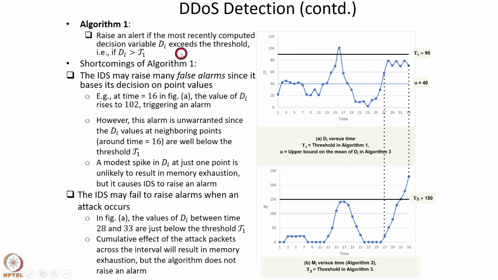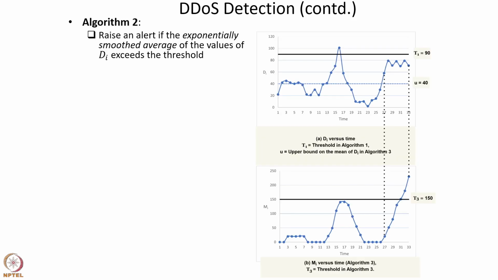So thus this algorithm 1 suffers from false positives, like at time 16, as well as false negatives, such as between times 28 and 33. So hence we need improved algorithms. Another algorithm is this. We don't consider point values of di, but we average out the values of di. So algorithm 2 raises an alert if the exponentially smooth average of the values of di exceeds the threshold.